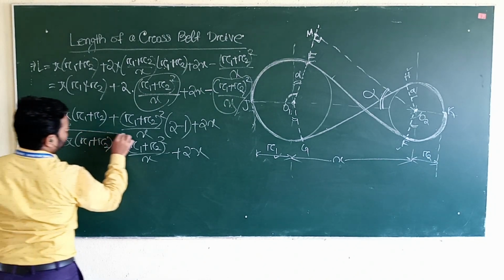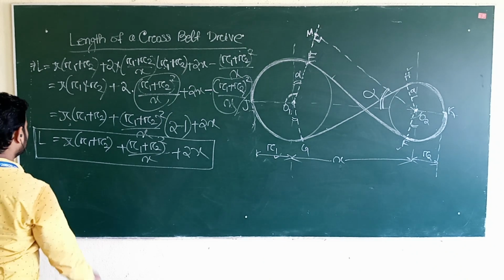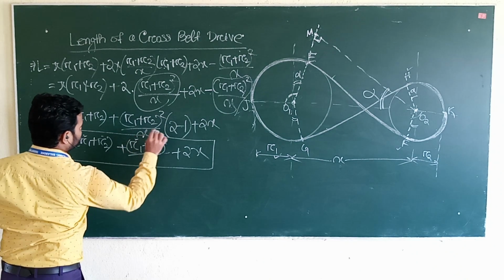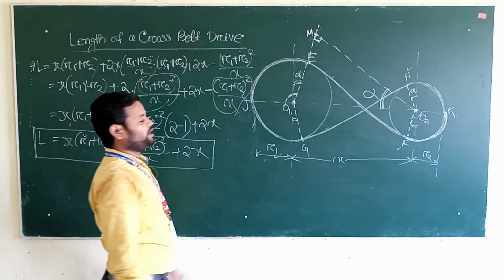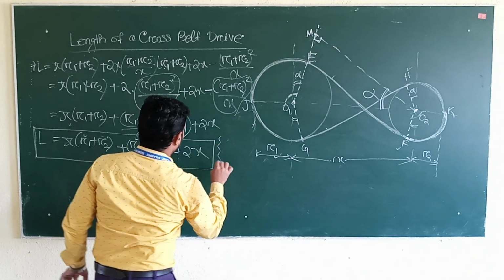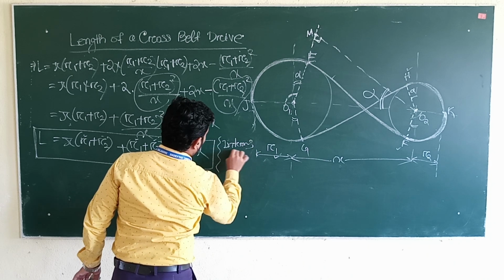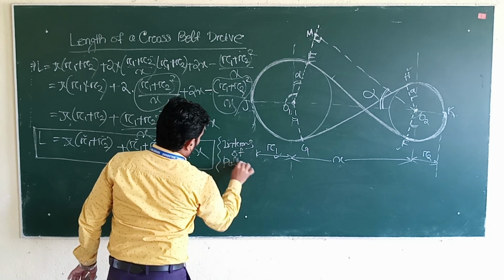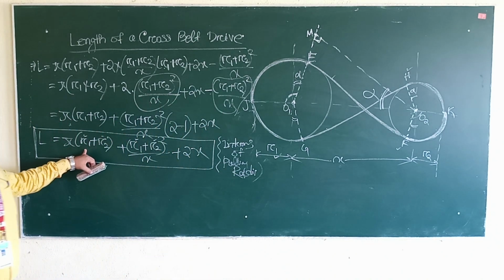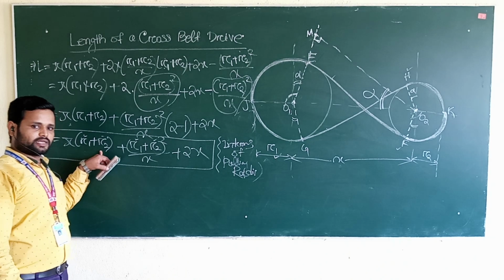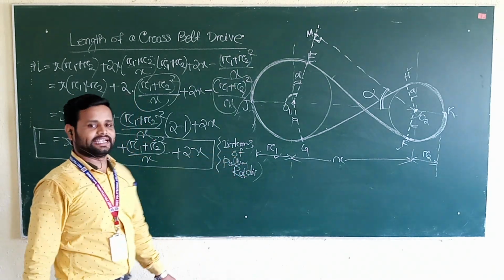This is our required equation, that is the length of a cross belt drive. Here we will see r1 r2 there, here we will see r1 r2 there. So this is the equation where we use the radius of the larger and smaller pulley. So on the right hand side you can say it is in terms of pulley radii. As this is the radius of the larger pulley and this is the radius of the smaller pulley.